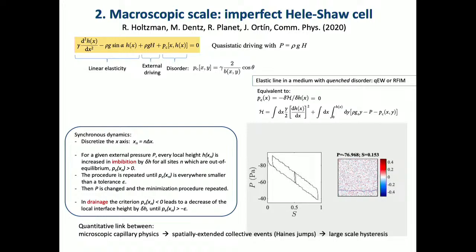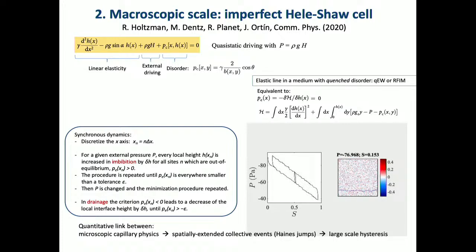Our computer simulation used synchronous dynamics. So we discretize the x-axis in equispaced intervals. For any external pressure, we increase the local height of the interface by a little amount for all sites at the same time, but only for those that are out of equilibrium, those that experience a pushing pressure ahead. They have this equation not equal to 0, but larger than 0, so they are pushed ahead. And then we repeat that procedure iteratively until all points are in equilibrium.